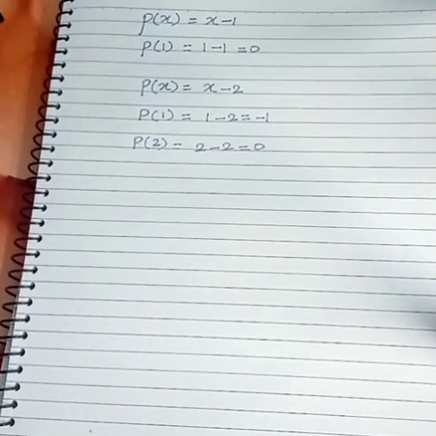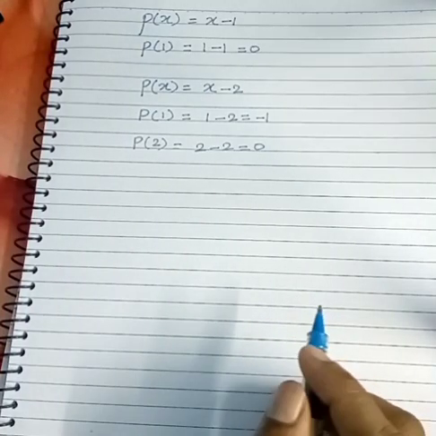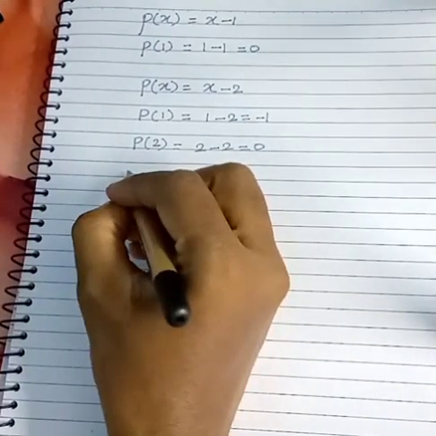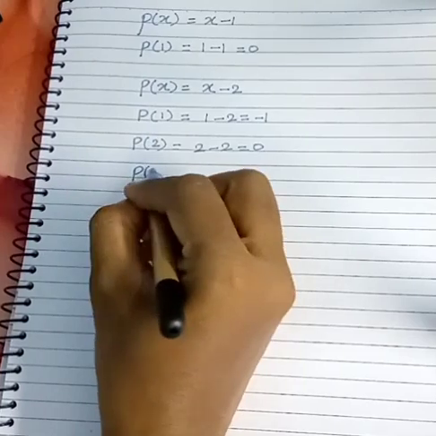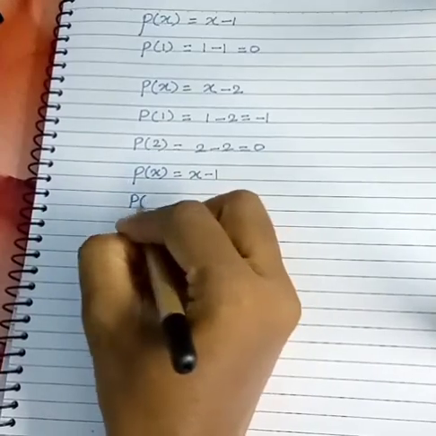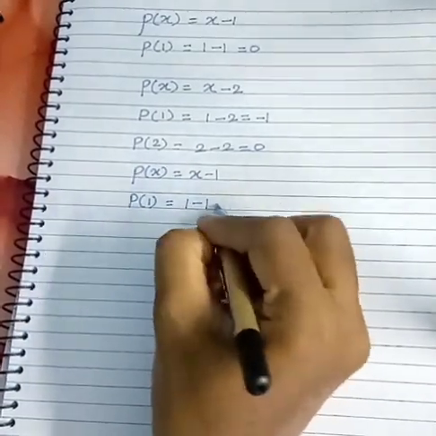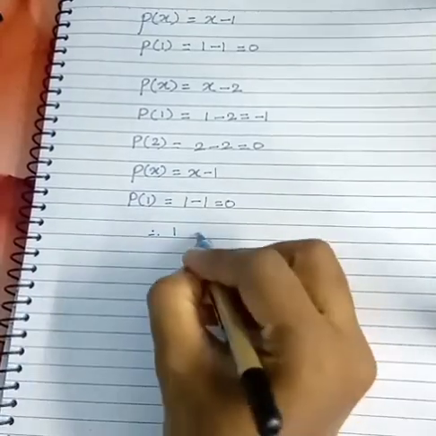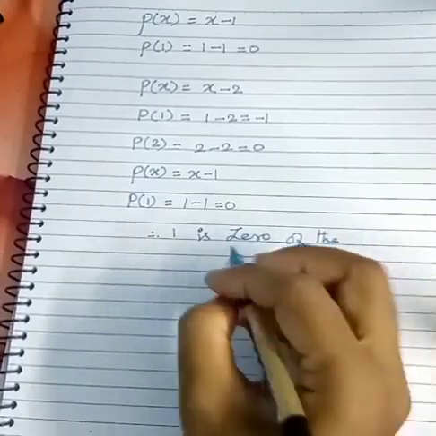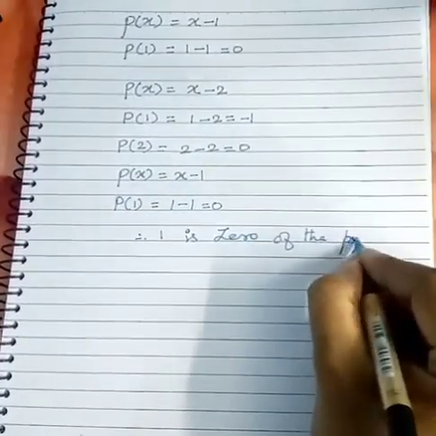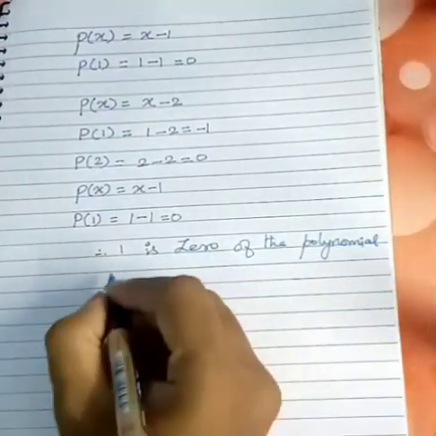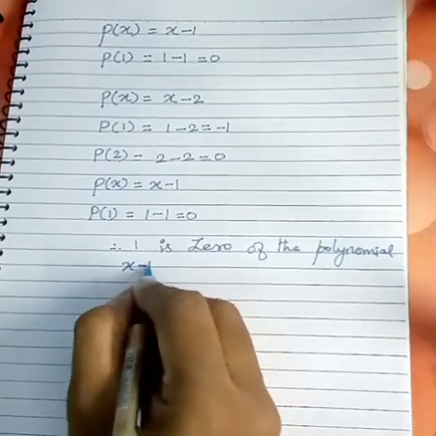Now we are going to find what is the difference between zero and root. Consider the polynomial p of x is equal to x minus 1. This is called a polynomial. When we substitute p of 1, we get 1 minus 1. This is equal to 0. Therefore 1 is a zero of the polynomial x minus 1.